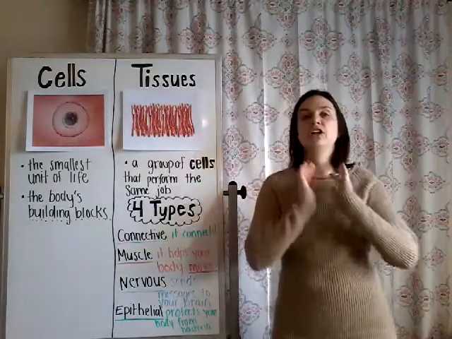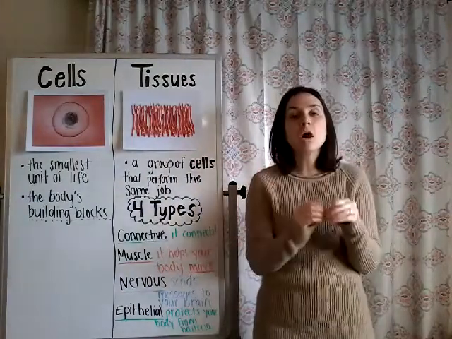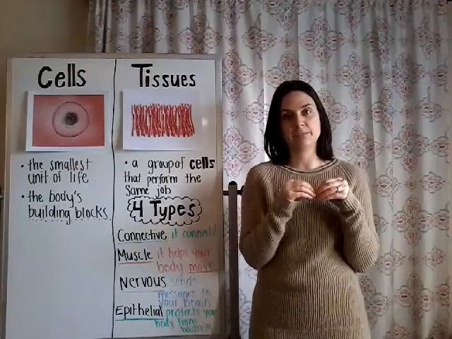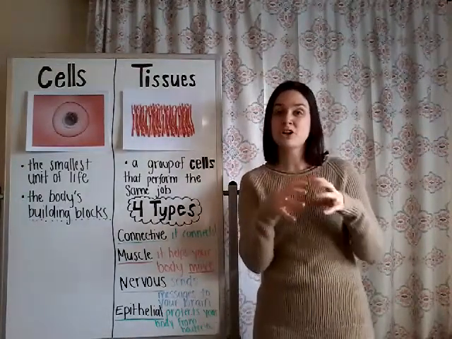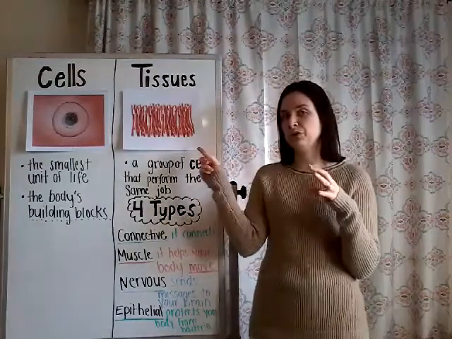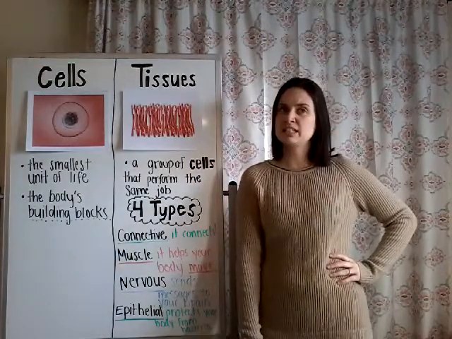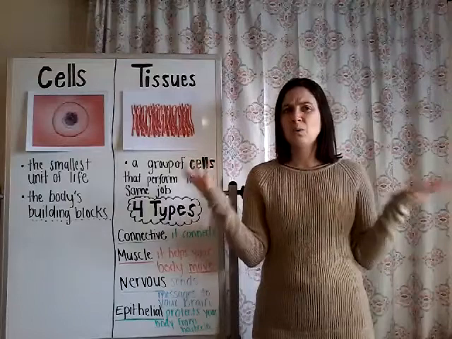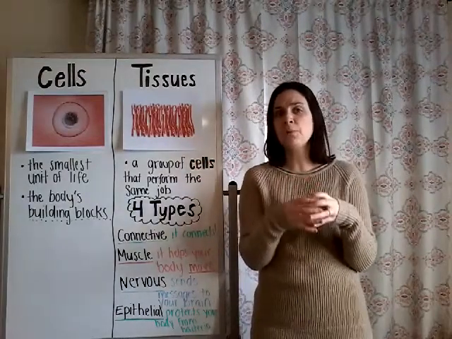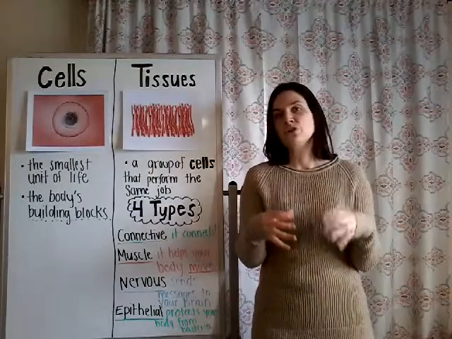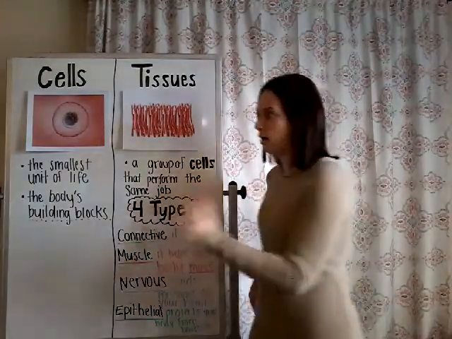So we have learned that cells are the smallest unit of living things in our body. Then we learned that a group of cells that do the same function or job are called a tissue. So today I want us to be listening to find out, what are a group of tissues that do the same function or job called? Make sure that you are listening while we are reading.